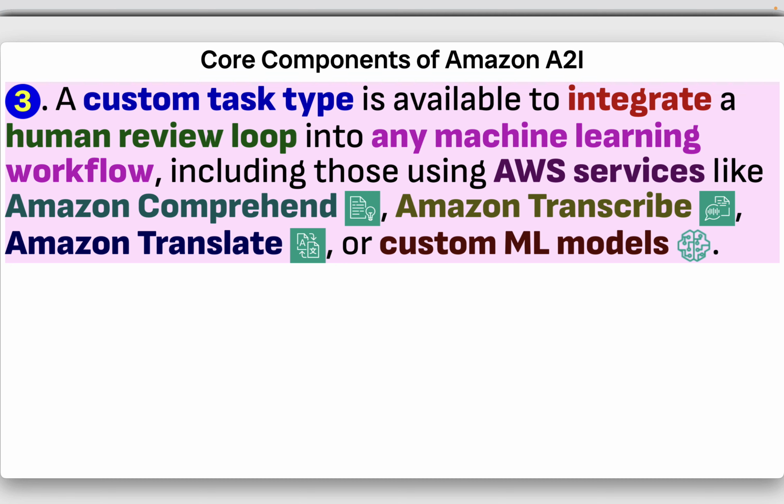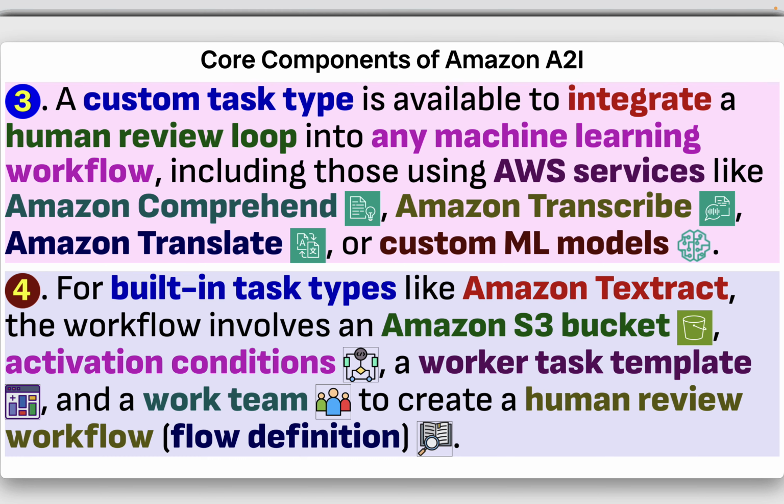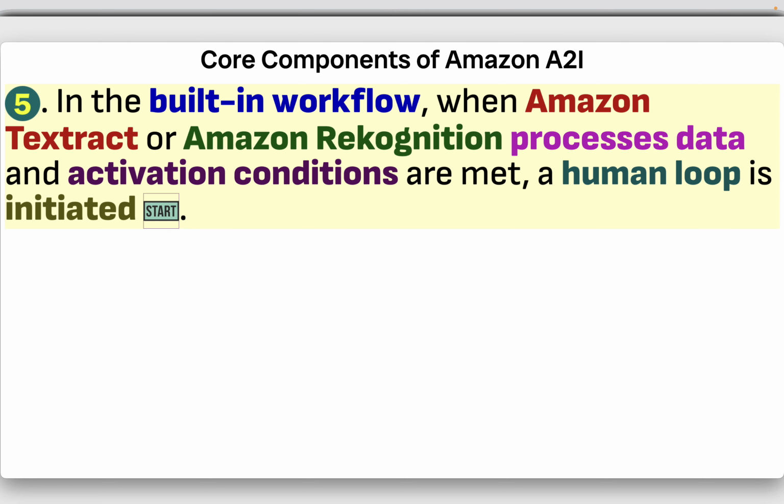A custom task type is available to integrate a human review loop into any machine learning workflow, including those using AWS services like Amazon Comprehend, Amazon Transcribe, Amazon Translate, or custom ML models. For built-in task types like Amazon Textract, the workflow involves an Amazon S3 bucket, activation conditions, a worker task template, and a work team to create a human review workflow, which is called a flow definition.